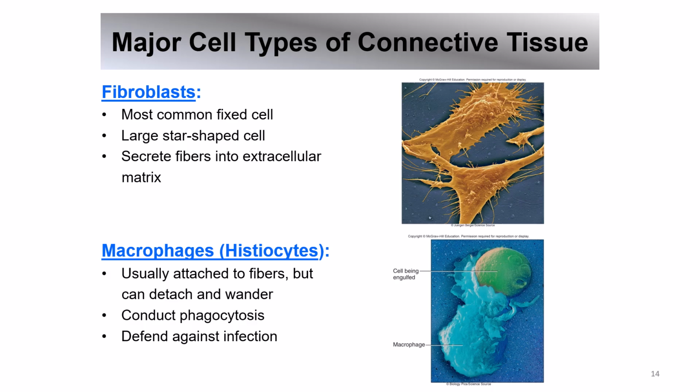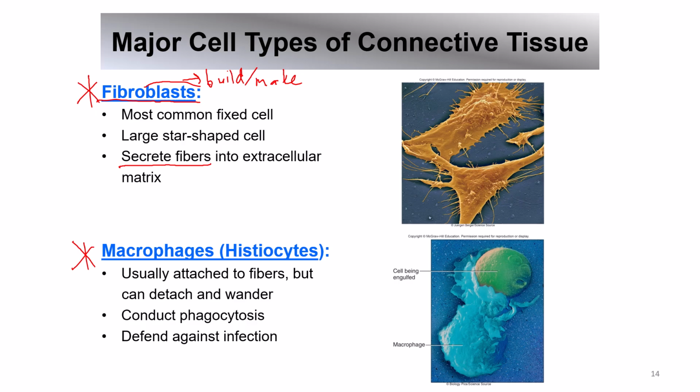Next here, we're going to talk about what cells are found in connective tissues. Fibroblasts. These are the ones that make the fibers. They also make the ground substance. So that's what the name means. Fibro meaning fiber, and then blast means to build, make. Okay, so for this one, let's underline that they secrete, meaning make, fibers into the matrix.